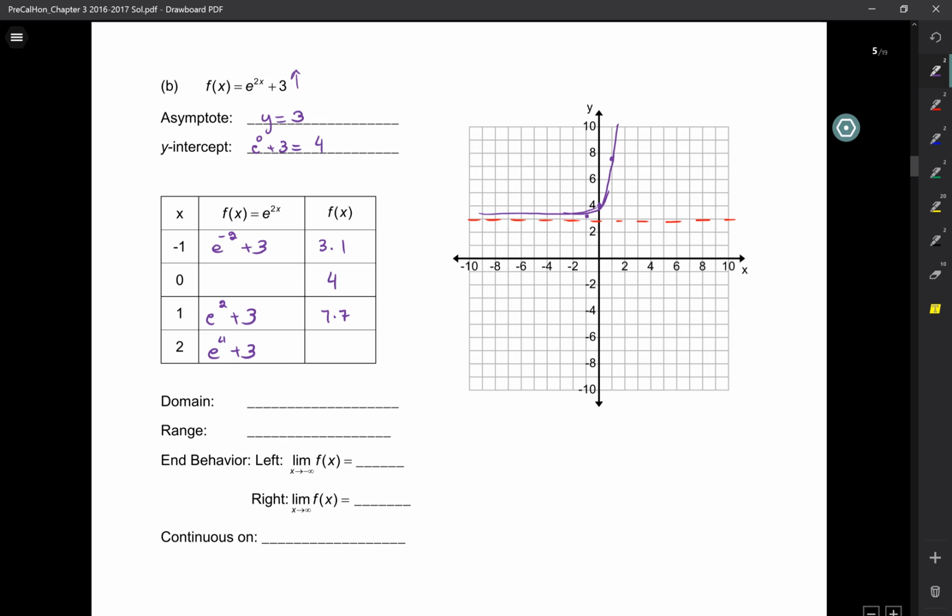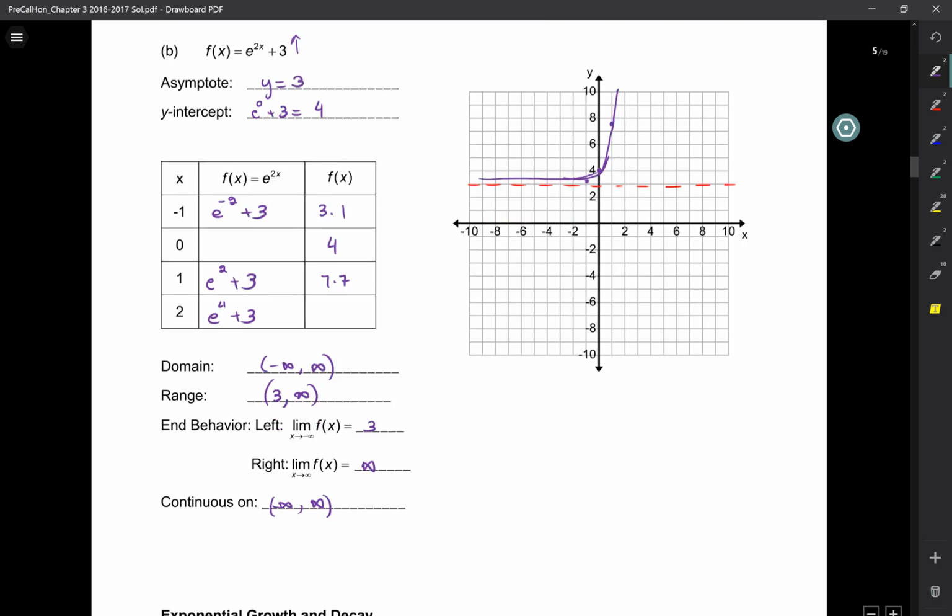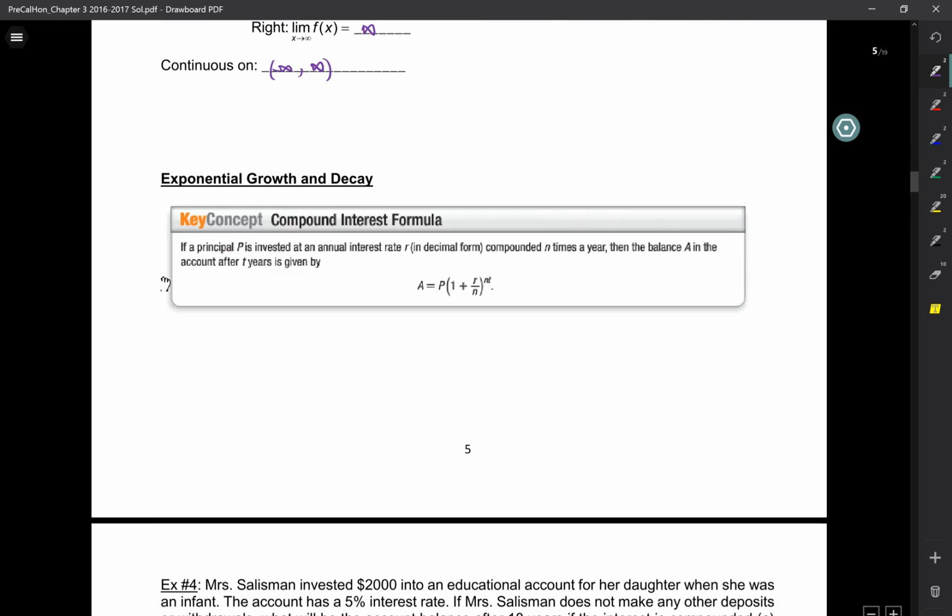And there. All right, so same domain. Range is now 3 to infinity. As x approaches negative infinity, we approach the asymptote value. And here we're at infinity. All right.